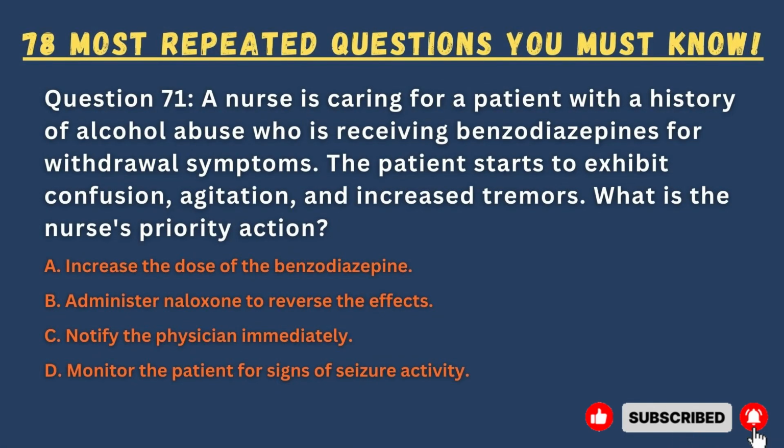Question 71. A nurse is caring for a patient with a history of alcohol abuse who is receiving benzodiazepines for withdrawal symptoms. The patient starts to exhibit confusion, agitation, and increased tremors. What is the nurse's priority action? A. Increase the dose of the benzodiazepine. B. Administer naloxone to reverse the effects. C. Notify the physician immediately. D. Monitor the patient for signs of seizure activity.